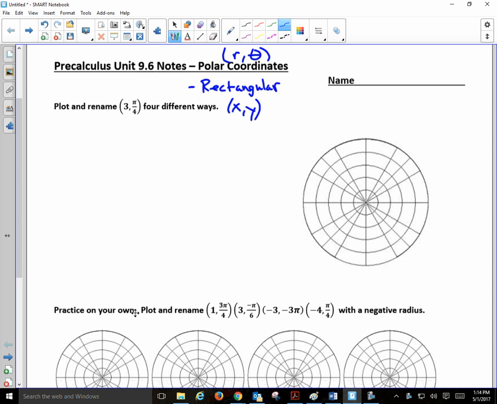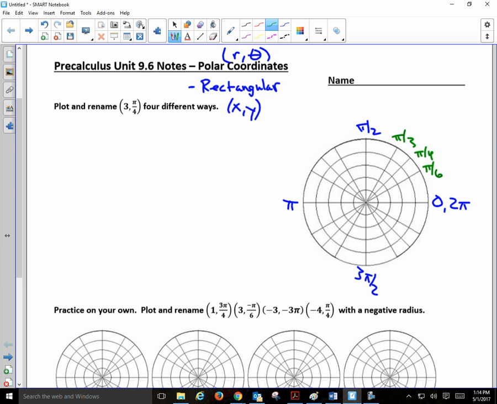And here's how it works out. If we label this as 0 radians, pi over 2 radians, pi, 3 pi over 2, and 2 pi. You guys know how this goes. We've got pi over 6, pi over 4, pi over 3, and so on and so forth. And this is just a general grid that we have for a polar coordinate.